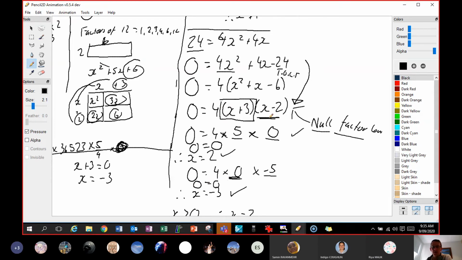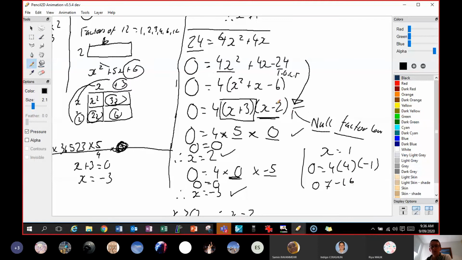Now let's just choose another number, just for the sake of it. Let's choose 1. If you chose 1, that's going to change to 4 times 1 minus 2, which is negative 1. So 4 times 4 is 16, times negative 1 is negative 16. So can you see that that does not equal each other? Therefore, that's not true, because 0 doesn't equal negative 16. Yeah, I can see that.